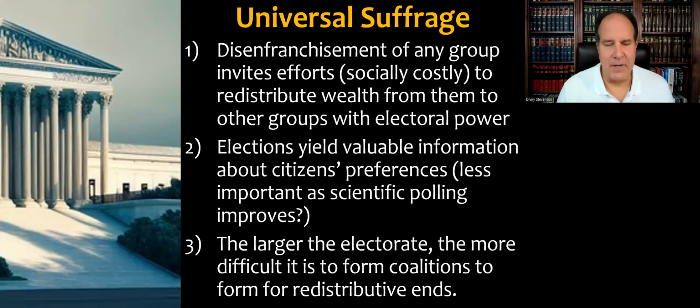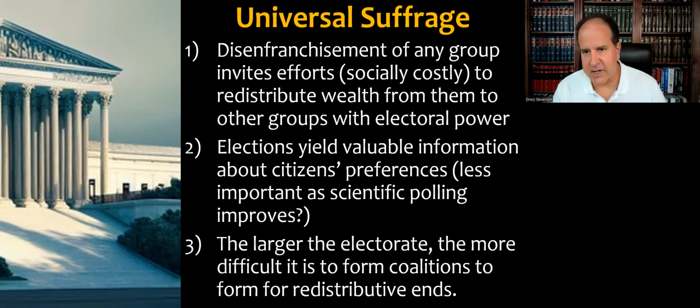Okay, let's talk about disenfranchisement and the idea of universal suffrage. So what if we just let everybody vote? So everybody who is a resident, every adult, let's say, and there was nobody who's not allowed to vote. And so the disenfranchisement of any group invites efforts to redistribute wealth from them to other groups with electoral power. And in other parts of the law and economics course, we talk about why basically coerced transfers are inefficient, right?